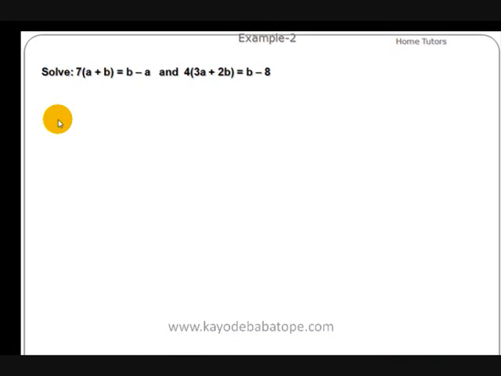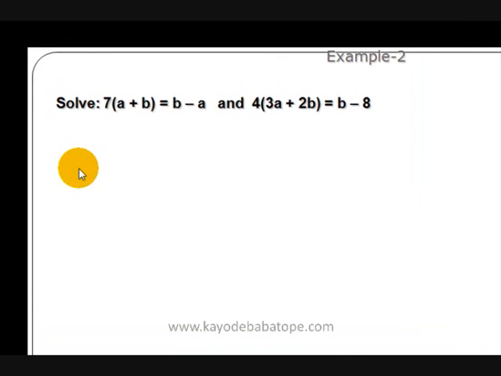Example 2. Solve. 7 into a plus b equals b minus a, and 4 into 3a plus 2b equals b minus 8.